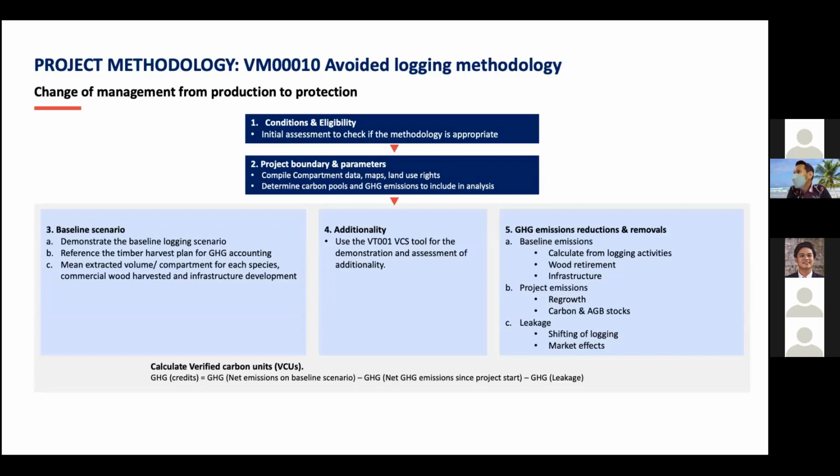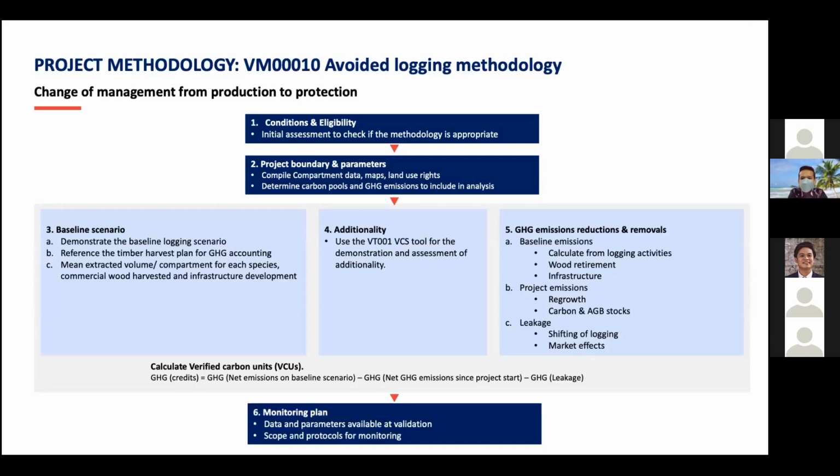And then we use that data to measure GHG in the baseline scenario and the project scenario. And then we can calculate the difference between the two scenarios. Then we also need to develop a monitoring plan. So this is the process of how, under the criteria and the guidelines, we calculate GHG.